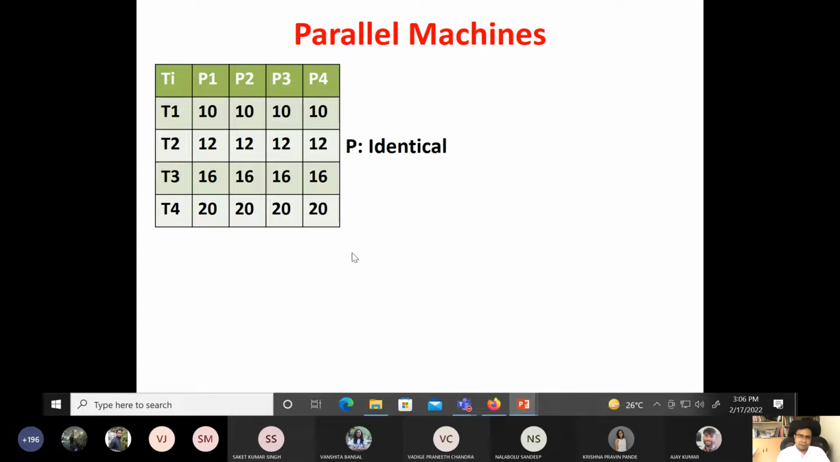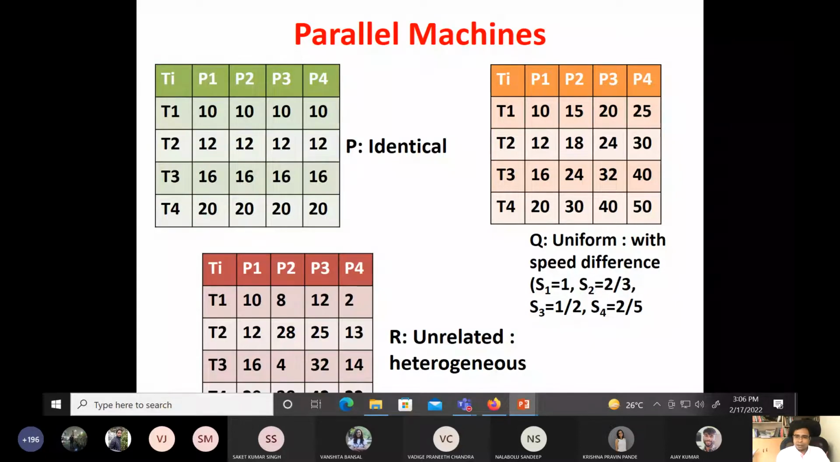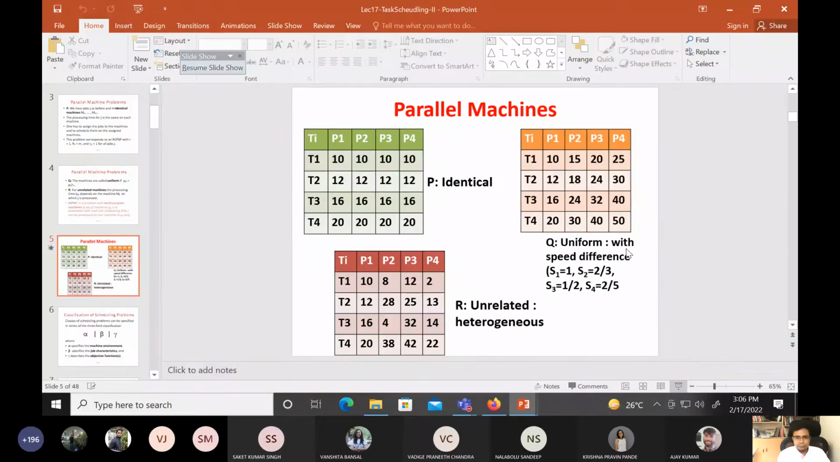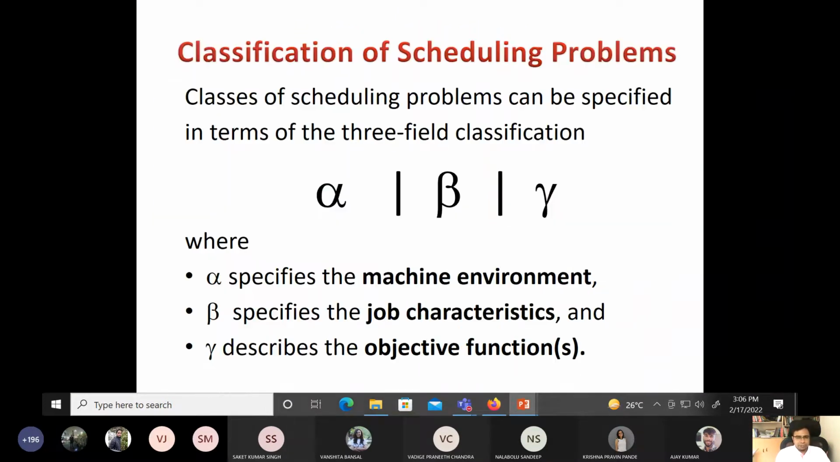Identical means a task running on any processor will have the same execution time, and uniform will be based on the speed. So a task's execution time will depend on the speed of the processor. And the third one is completely unrelated, which we can say is heterogeneous. So, unrelated machines.